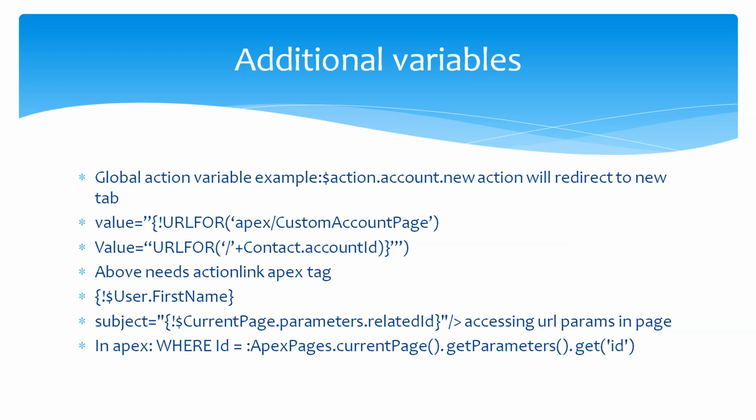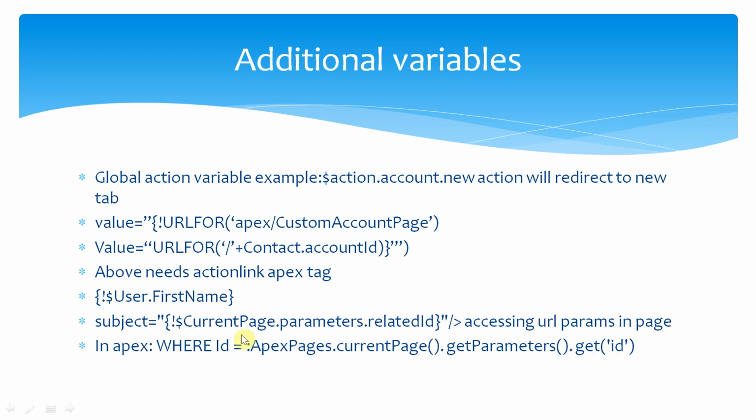Now a couple of other things that you can see are additional variables. You can have global actions, like you can say URLFOR. What it will do is it will redirect you to this page when you click on this. Then you have account actions. New action will redirect to a new tab. If you say $Action.Account, the above one needs to be linked to the page tag. And if you want to get a parameter of the current page, what you do is ApexPages.currentPage().getParameters().get('id'). If you want to get the URL parameter of the current record, then you can get it if you want to pass any parameters.